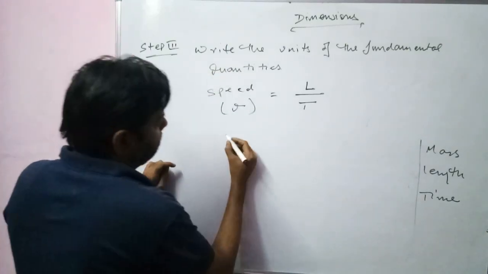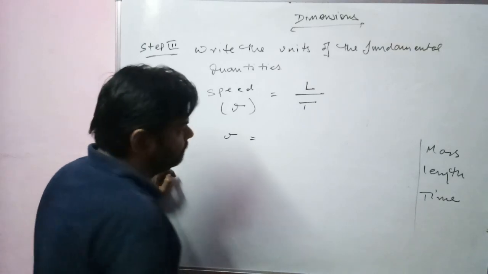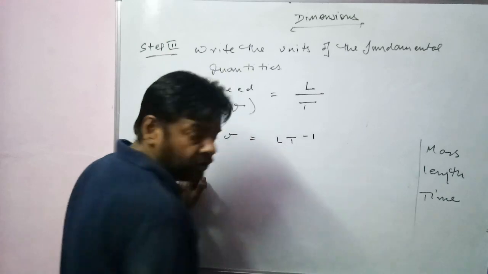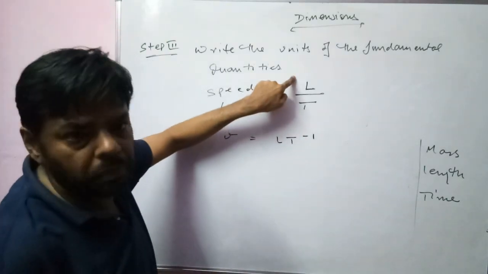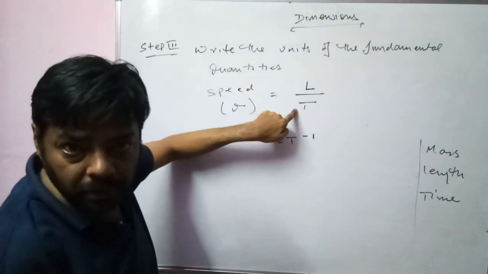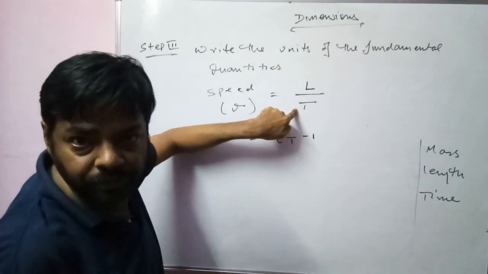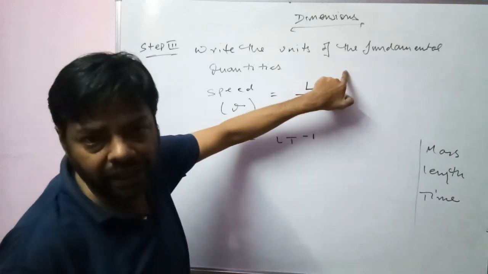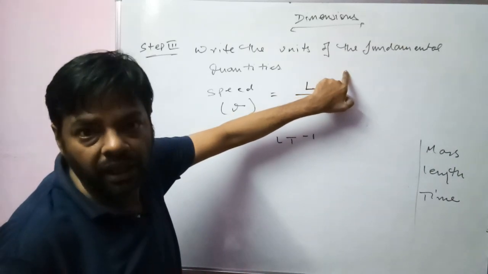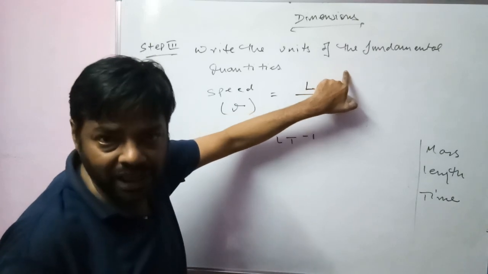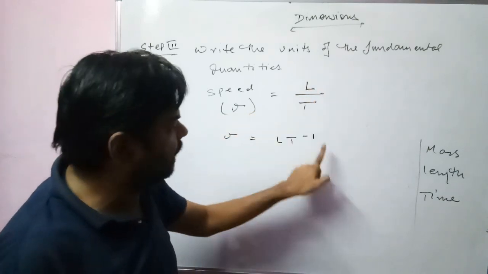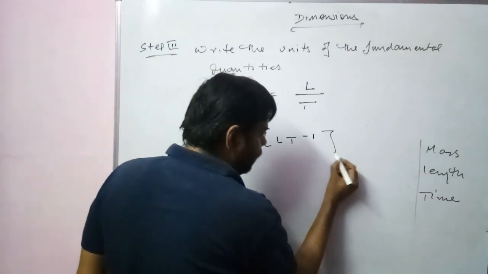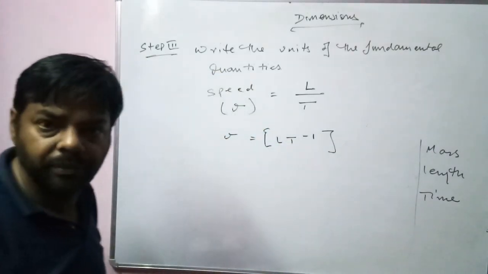Now we can say that the speed v is written as LT^-1. Yes or no? Why? Because L is raised to power 1, T is raised to power 1, but T is in the denominator. So when I write this T along with L, I have to take it to the numerator. And when it is taken to the numerator, T raised to power 1 becomes T raised to power minus 1. Got it? And then I enclose this within the square bracket.